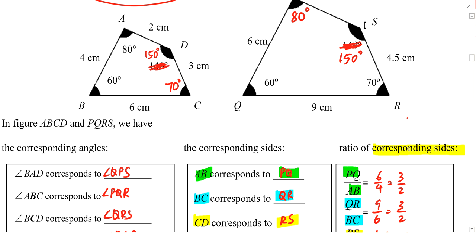What happens if I do it the other way around? What if I put the smaller triangle as the numerator and the bigger triangle as the denominator? What will my fractions be? 2 over 3. Is it the same for every one of them? Yes. So it doesn't matter which one you choose as numerator and which as denominator. As long as you're consistent, you will see that the ratio is the same.